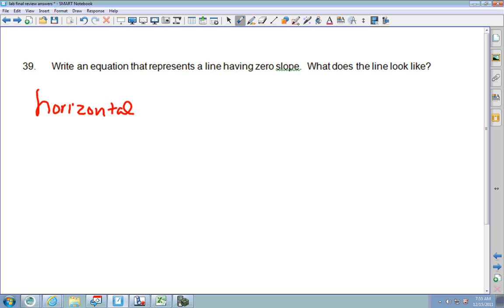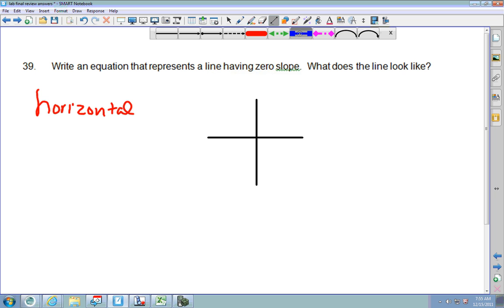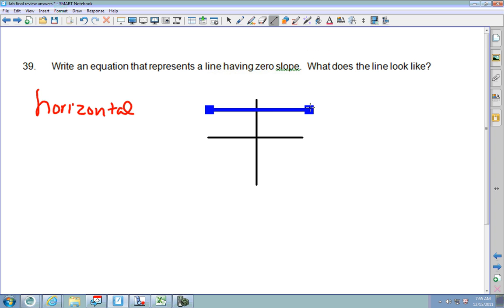Okay, that's a line. Let me see here if I can make a graph. Okay, my horizontal line is going to look like this. What kind of equation makes this? This is y equals and then any number. So you could have y equals 6, y equals -2. It does not have an x on it. It just has the number.